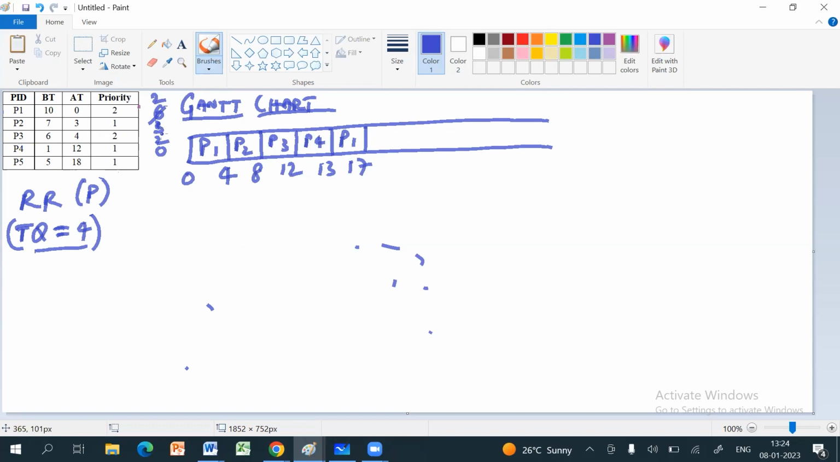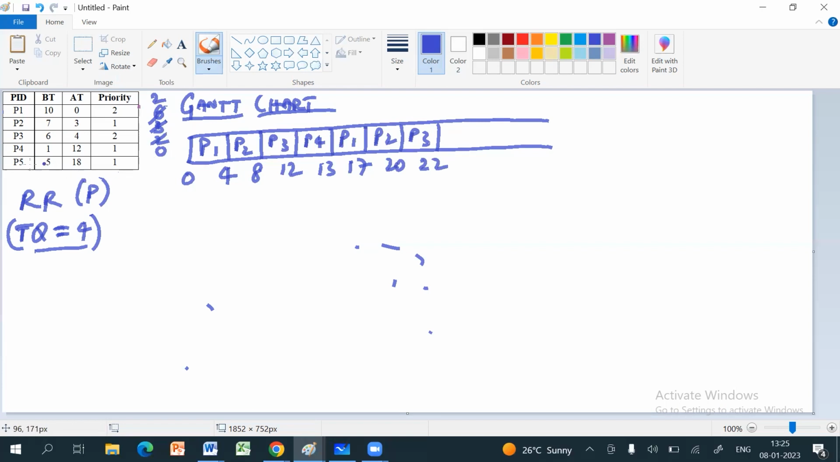Now P2 requires 3 units of time, but the time quantum is 4. Although time quantum is 4, I will utilize only 3 units of time because of the remaining time I have. So I will release the time quantum. So P2 has completed. P3 remaining time is 2. Time quantum is 4, which is okay with me because I require only 2. So I will continue only till 22 and release the time quantum. And P4 doesn't need anything.